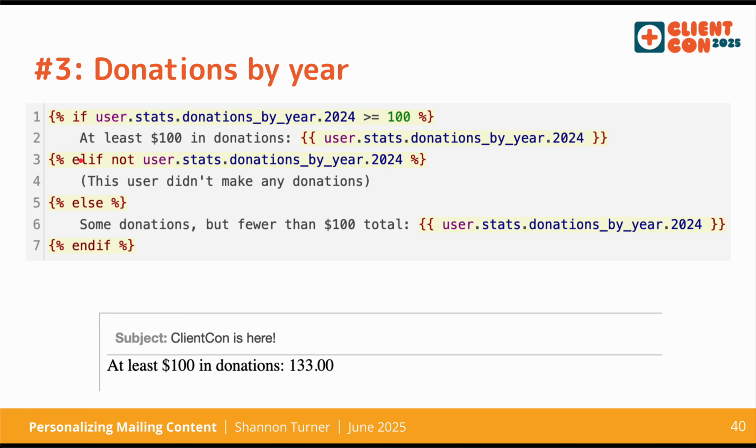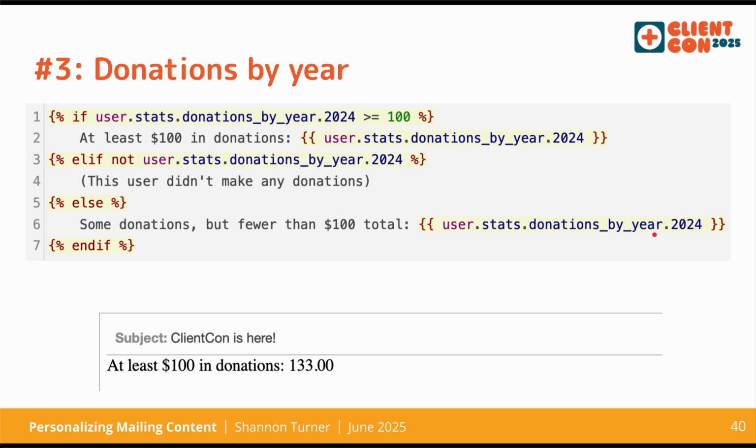Here I have an elif. So elif not user.stats.donationsbyyear2024, then I know that the user didn't make any donations at all in that year. And then the else is the catch-all. This is the user made some donations, but they made fewer than $100 total, and then display that many.